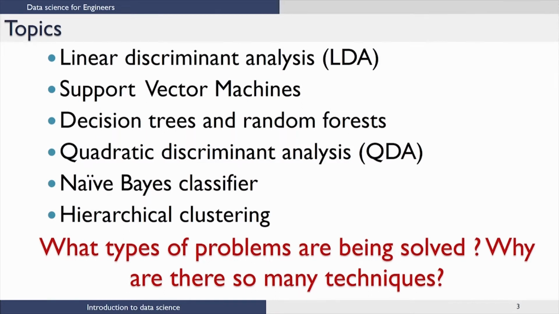What I am going to do is give you my view of the types of problems that are being solved and why there are so many techniques to solve these types of problems. Since this is the first course on data science for engineers, we are going to cover major categories of problems that are of most interest to engineers. This is not to say that other categories of problems do not exist or that they are not interesting. We will keep this viewpoint in the background as we go through the lecture materials of this course.